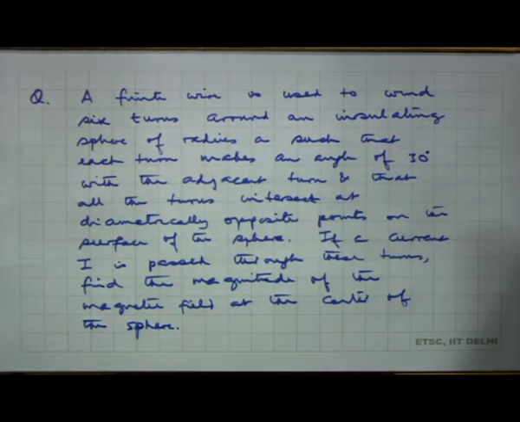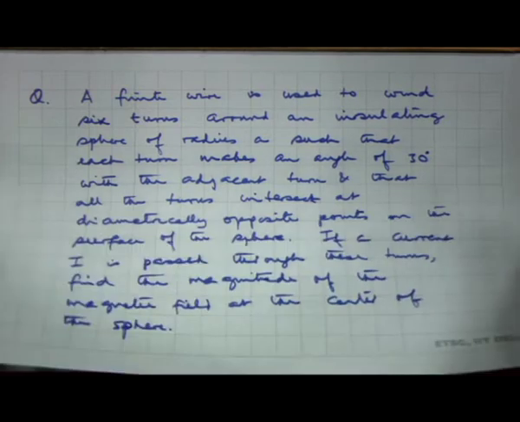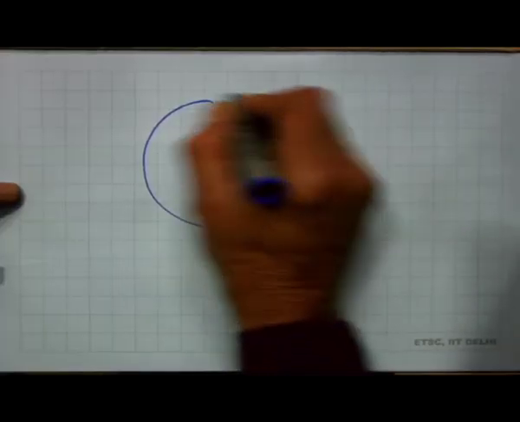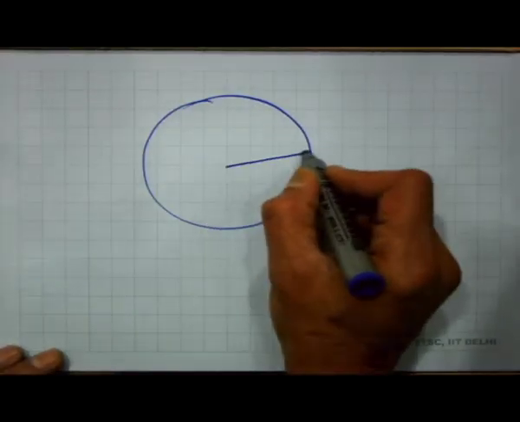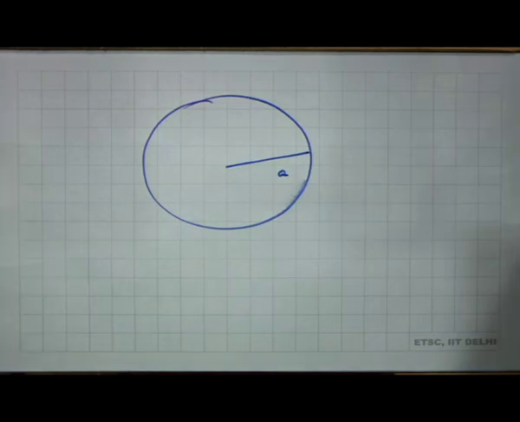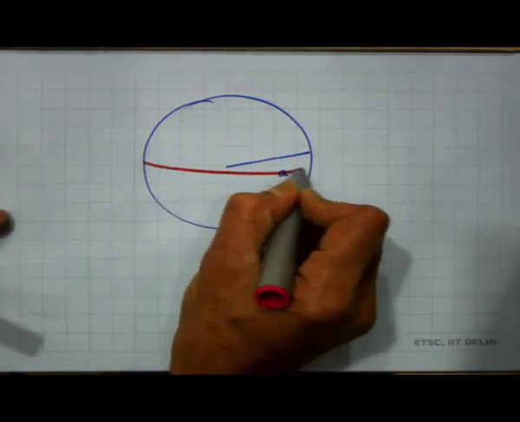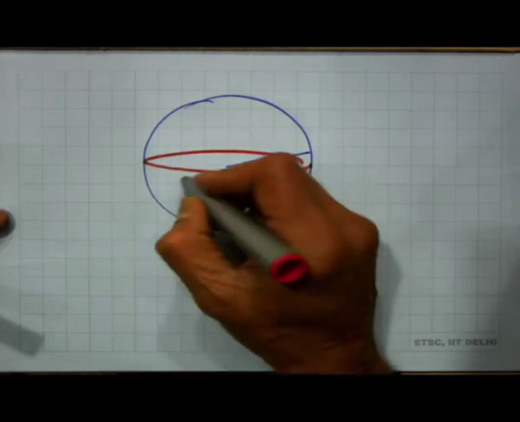So, let me draw a figure to explain this problem. A finite wire is used to wind 6 turns around an insulating sphere. So, I take an insulating sphere of radius a and I wind turns like this. So, I have one winding which goes like this, the next winding comes here.